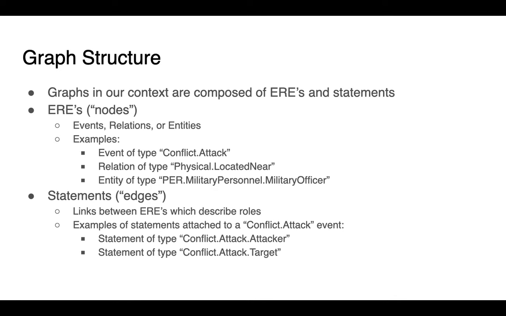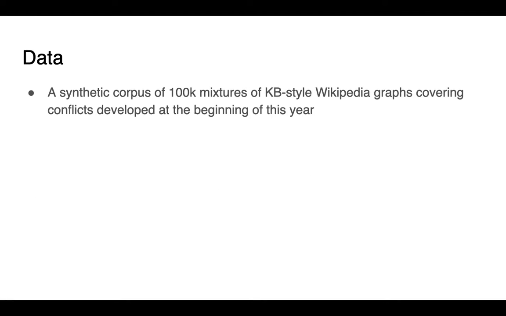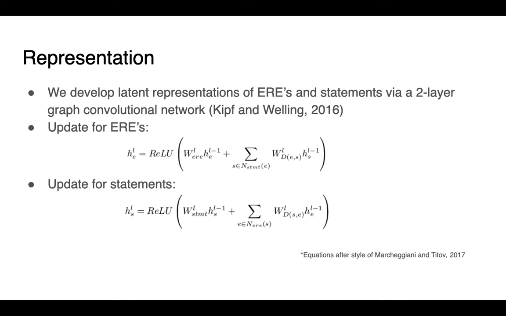Our graph structure is composed of two core components. EREs are nodes in the graph which represent events, relations, and entities, and statements describe roles entities take in events and relations. We use a synthetic corpus of mixtures of Wikipedia articles covering conflict events that we developed earlier this year. We first cover our previous fully supervised approach and then move on to discuss our RL extensions.